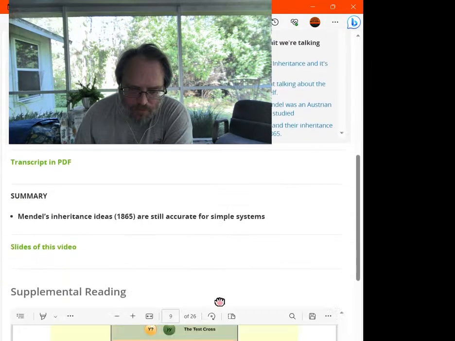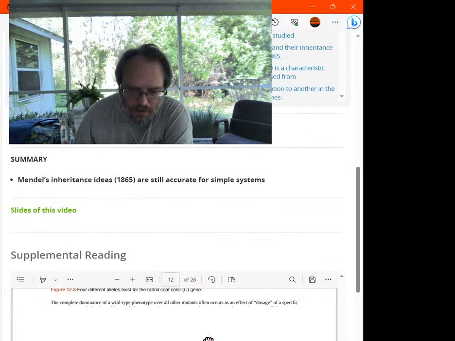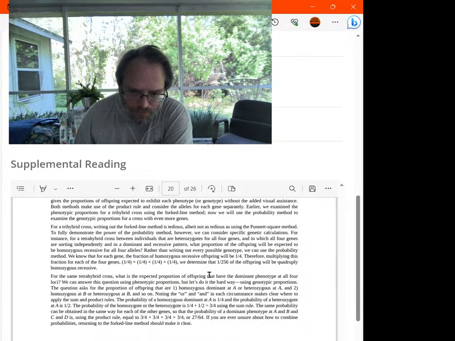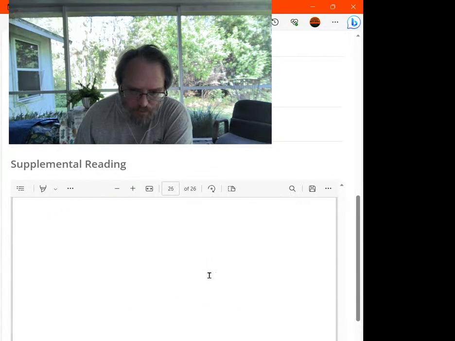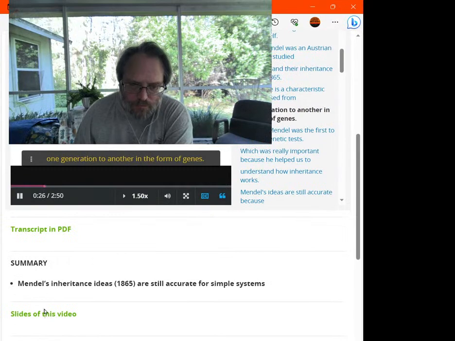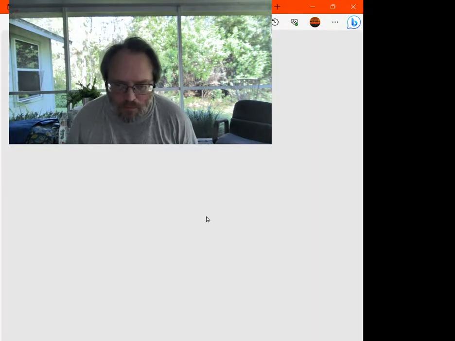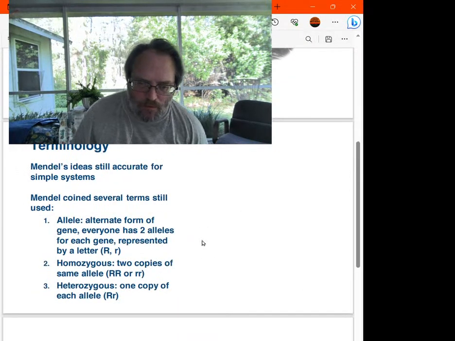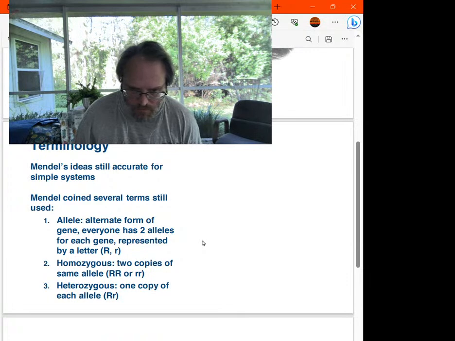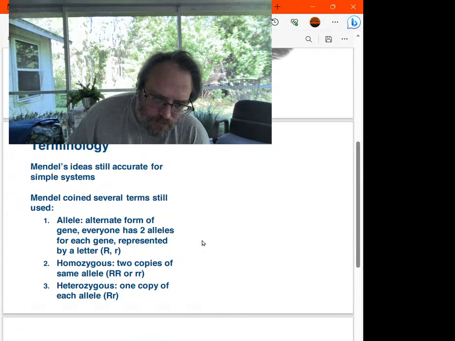In this unit, we're talking about Mendelian inheritance, and it's only fitting we start out talking about the man himself. Gregor Mendel was an Austrian monk who studied pea plants and their inheritance in about 1865. Inheritance is a characteristic that is passed from one generation to another in the form of genes. And Herr Mendel was the first to quantify genetic tests, which was really important because he helped us to understand how inheritance works. Mendel's ideas are still accurate because they are for simple systems. There are some non-Mendelian inheritance rules that Mendel didn't know about because the pea plants he studied were relatively simple in their genetics. He coined several terms that we're going to talk about.